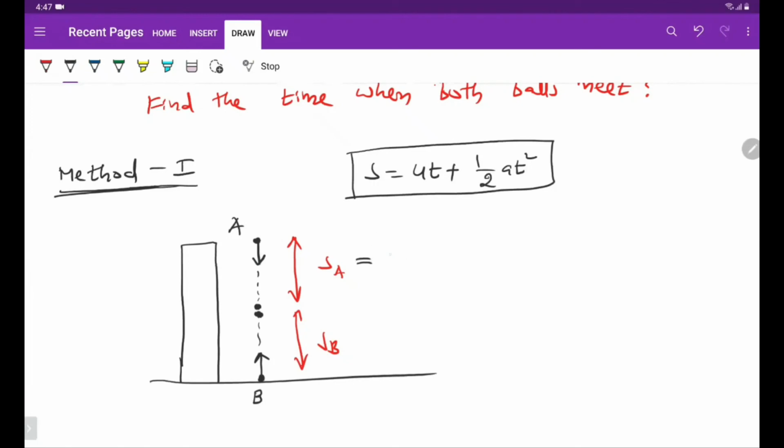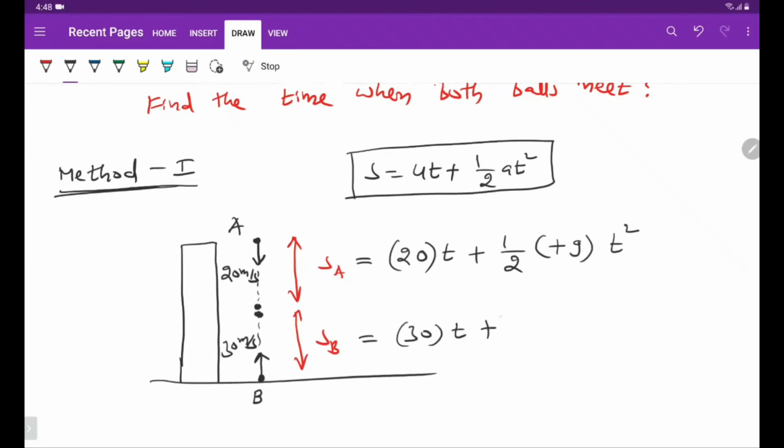For ball A, the u value is already given, 20 meters per second. Ball B, 30 meters per second. Remember, u is always positive. So 20t plus half into the a value, plus g, t squared. So this is for ball A. Similarly for ball B, the displacement will be 30t plus half of the g value, minus g, t squared.